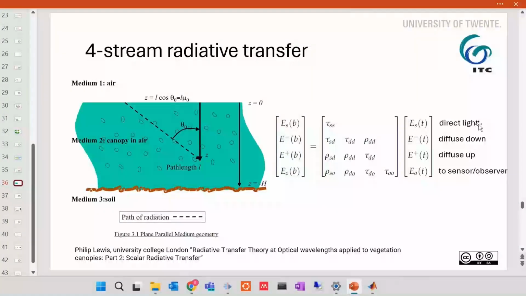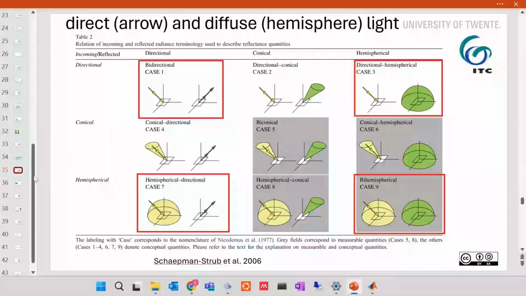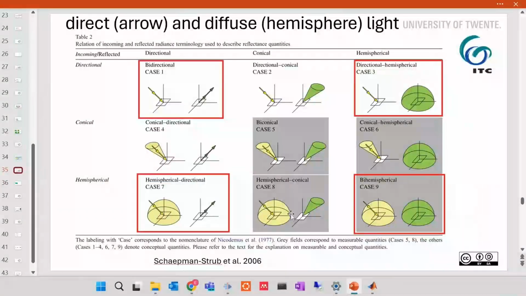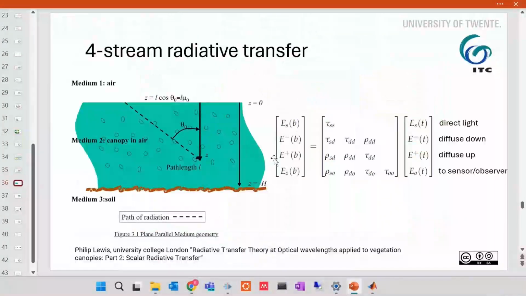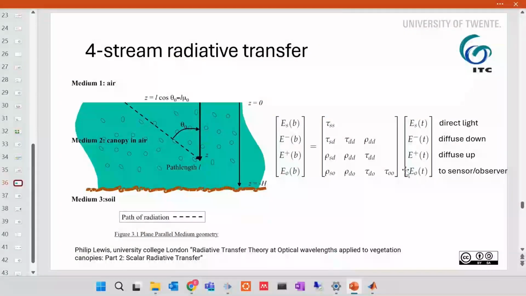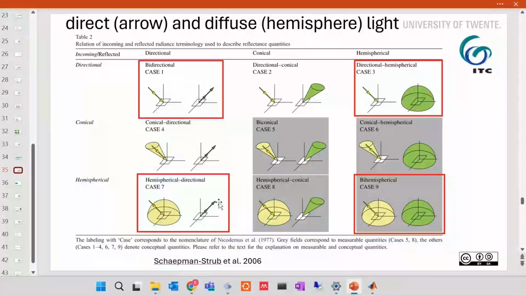First stream is direct solar light, the arrow here. The second stream is diffuse downward light. It's this golden hemisphere. The third stream is the diffuse upward, the green hemisphere. And the last stream is the upward direct, in the direction of observation.